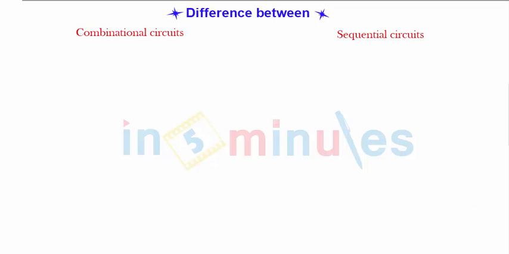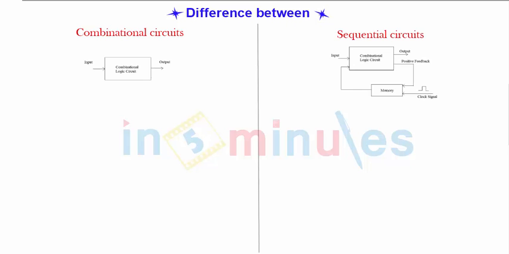In this presentation we are going to see the difference between combinational circuits and sequential circuits. We have studied all the types of combinational and sequential circuits. Now based on the properties we are going to differentiate between these two kinds of circuits. So let us start with the very first point, that is nothing but the basic block diagram.